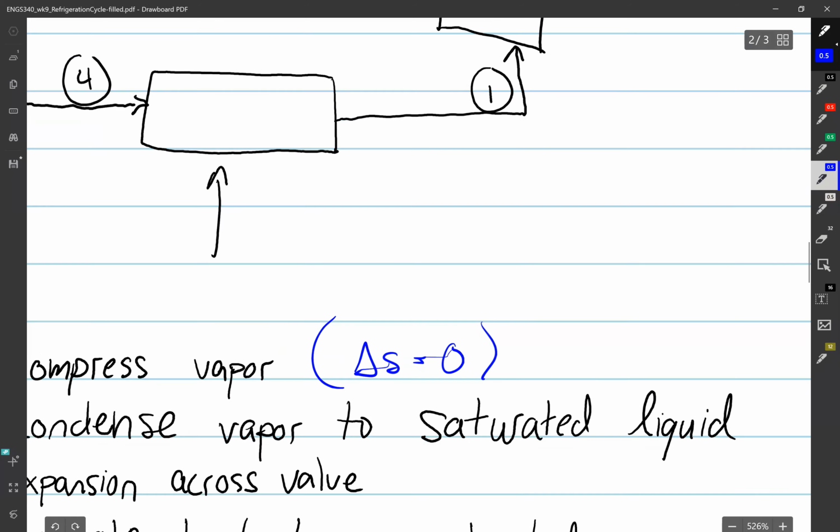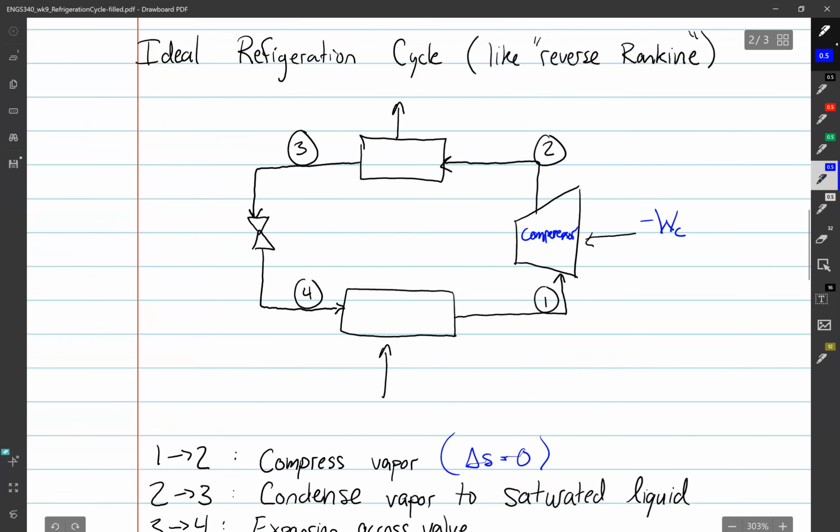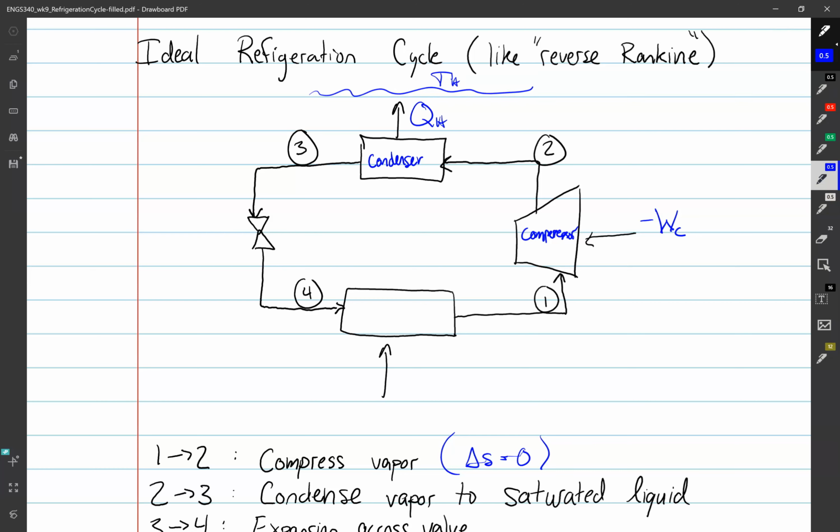That's a delta S equals 0 process. From 2 to 3, this is our condenser. We are rejecting heat. We're losing heat now to our high temp reservoir, TH. If you think of a refrigerator, we're losing heat to the kitchen. We're doing that by condensing, so when that happens, we're condensing our fluid.